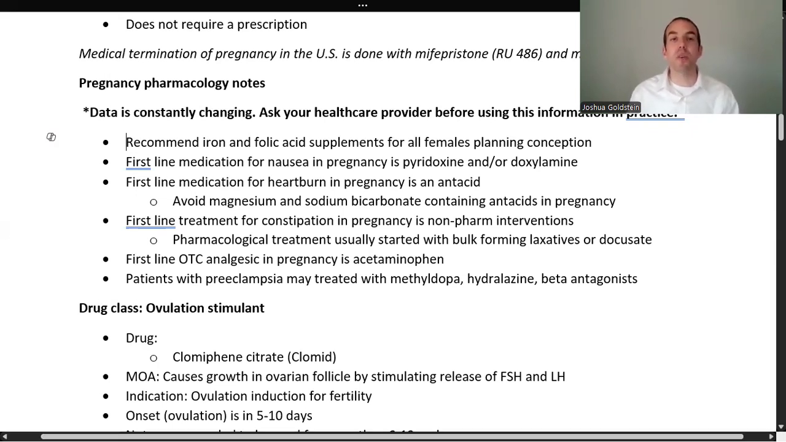Next, let's go through some general pregnancy principles. So far we talked about preventing pregnancy. Now let's talk about some general pharmacology principles related to pregnancy. First of all, every single patient who is pregnant should be recommended to take iron and folic acid supplements, even when they begin planning conception, not when they come to visit that they just found out that they've tested positive for pregnancy. If you're counseling a patient and they say they're planning to try to have a baby, they should immediately begin taking iron and folic acid supplements.